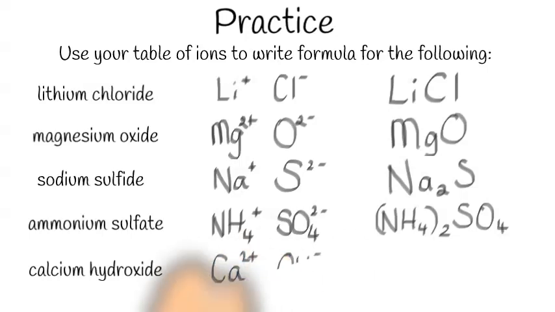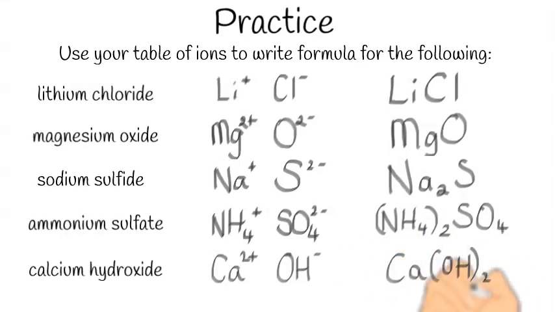And lastly, Ca and OH. Calcium has 2 positive charges and hydroxide only has 1 negative. So we need 2 hydroxides. This one needs brackets because O and H are different elements, so we do need to show this with brackets.